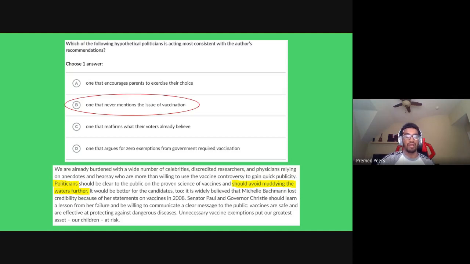So the correct answer for this one would be B, since a politician taking this course would not muddy the water at all. They wouldn't talk about the vaccine at all. And so it follows directly with what the author says. This question would also be reasoning beyond the text because we are adding a new component here by talking about hypothetical politicians and comparing it back to the text to see what the author would feel about these politicians.